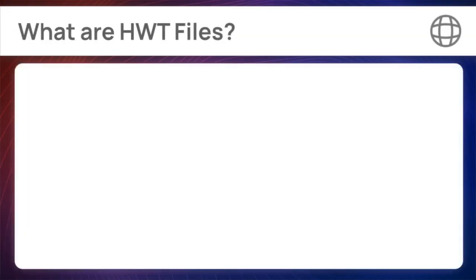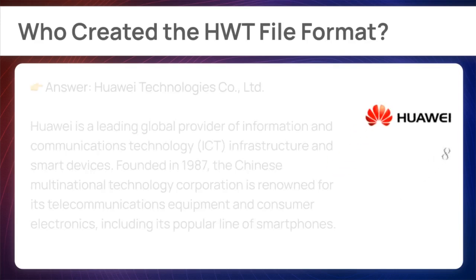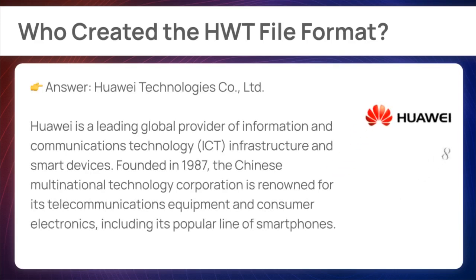A theme package used by Huawei smartphones running the EMUI or HarmonyOS interface. Users search for this file to customize their device's appearance, including wallpapers, icons, and lock screens. The primary user intent is to install a new theme downloaded from a third-party source onto their phone.